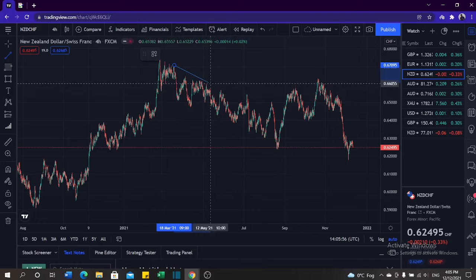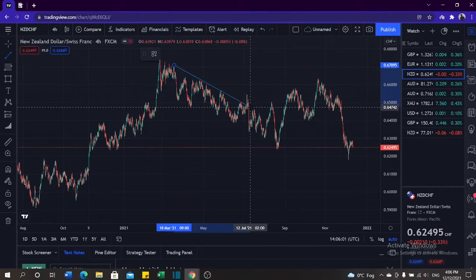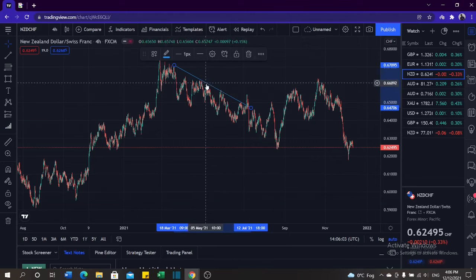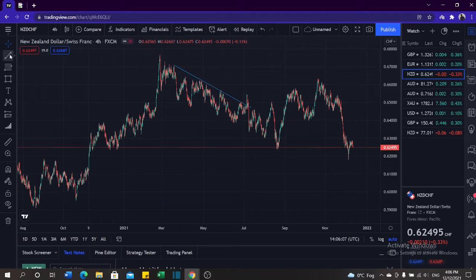Then it touches this trend line the third time here. It touches the trend line the third time, the fourth time, the fifth time. Then I'm going to draw a lower trend line.